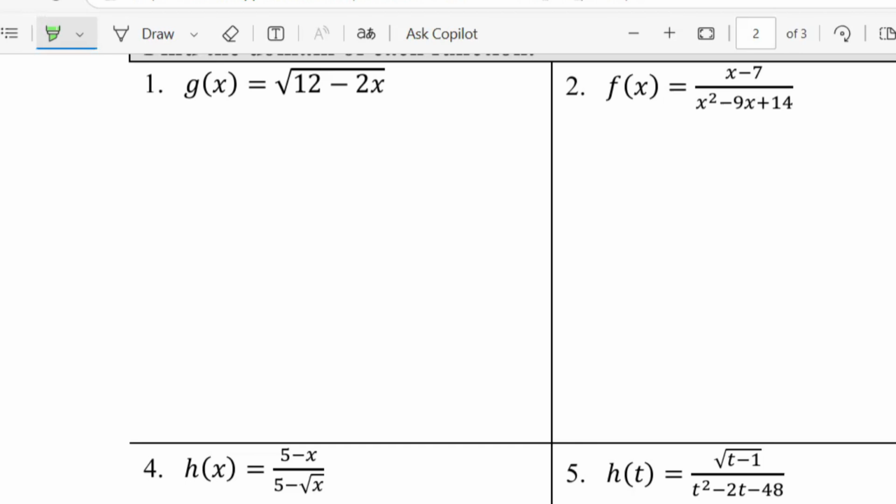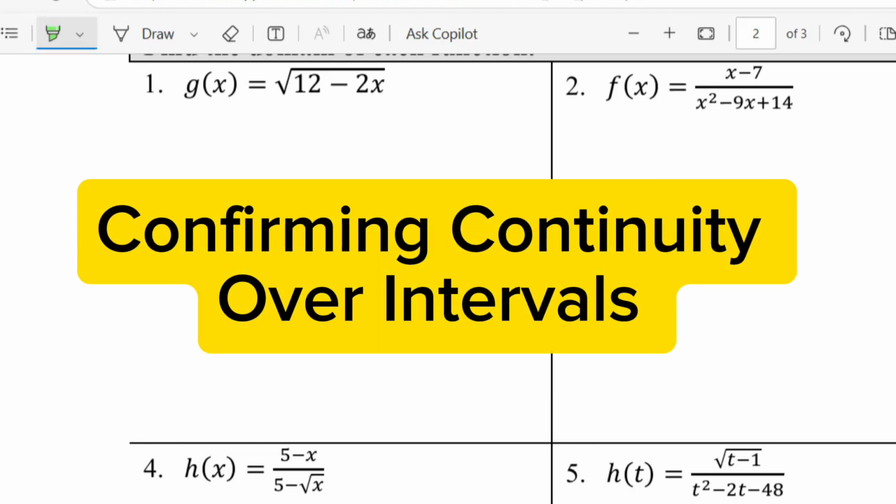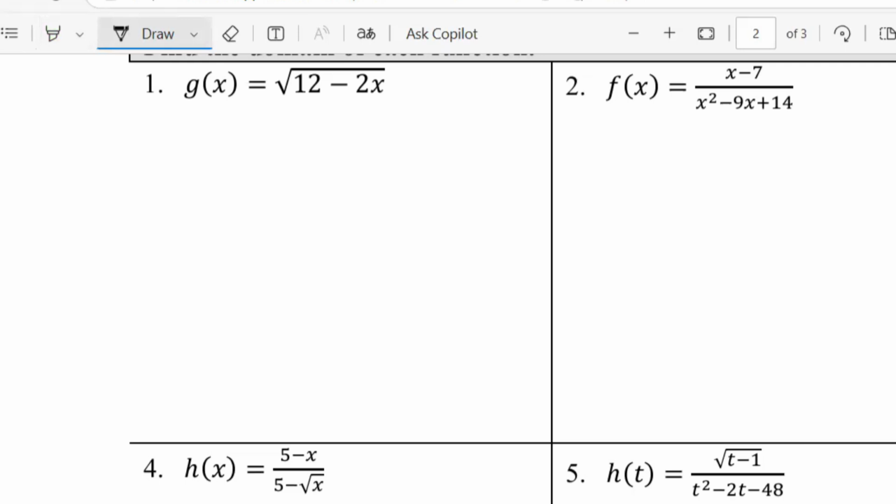So we're looking at confirming continuity over intervals, basically part of AP calculus or any calculus that you're dealing with. What we're looking at here is we want to determine the domain of the functions that we have on screen. So let's just see how much we can do here.